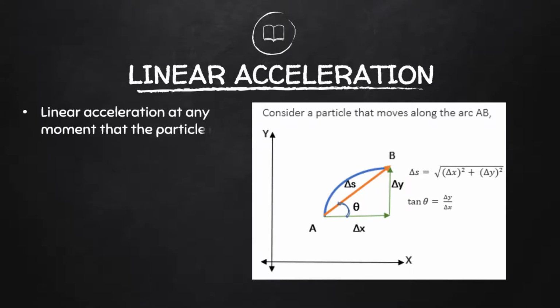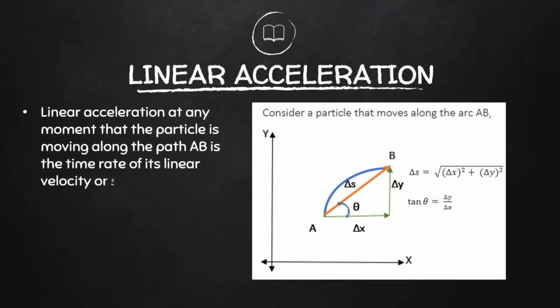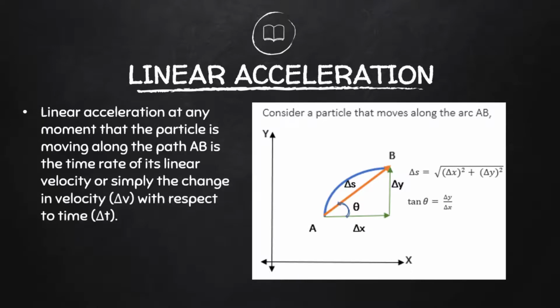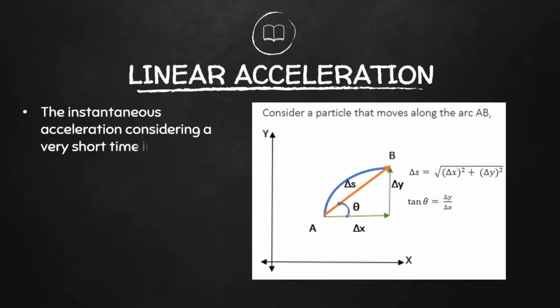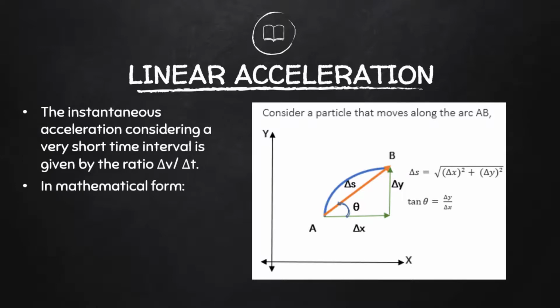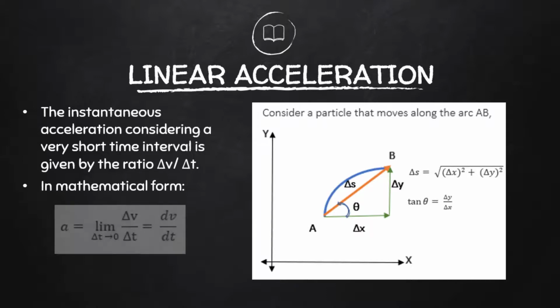Linear acceleration at any moment that the particle is moving along the path AB is the time rate of its linear velocity, or simply the change in velocity delta v with respect to time, or delta t. The instantaneous acceleration, considering a very short time interval, is given by the ratio delta v over delta t. In mathematical form, just like in the linear velocity, acceleration is equal to the limit of delta v over delta t as delta t approaches 0, or simply acceleration is equal to the change in velocity with respect to time.